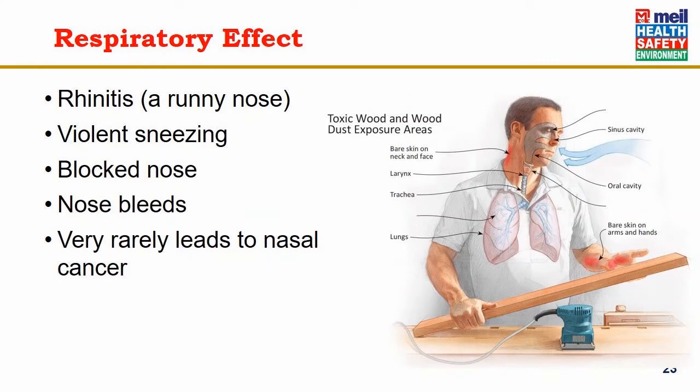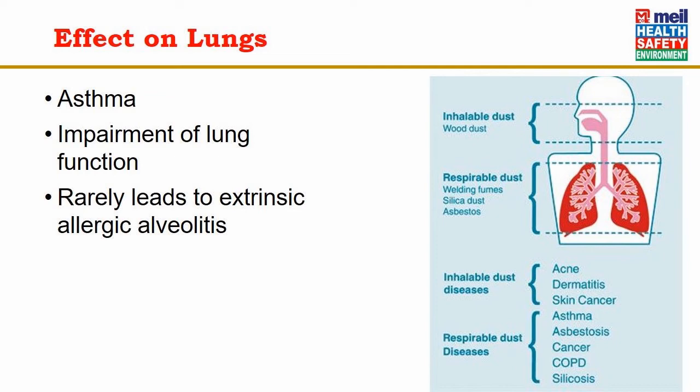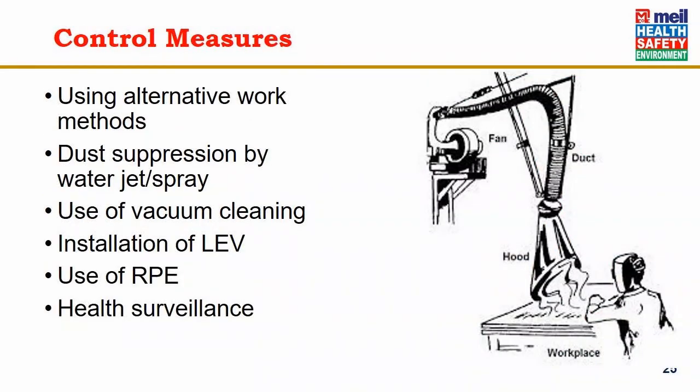Rhinitis, that is simply flowing of the nose, violent sneezing, blocked nose, nosebleeds, very rarely leads to nasal cancer. Effect on the lungs can lead to asthma, impairment of lung function, rarely leads to extrinsic allergic alveolitis. What are the control measures that can be put in place? Using alternative work methods, dust suppression by water jet or spray, use of vacuum cleaning, installation of local exhaust ventilation, use of respiratory protective equipment, regular and proper health surveillance.